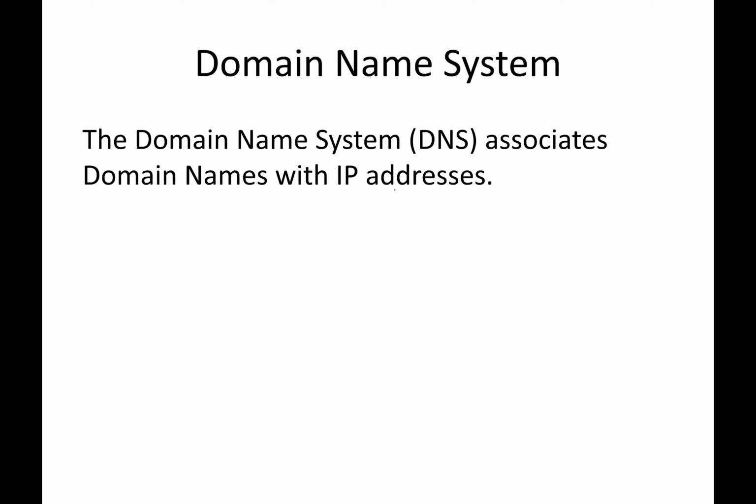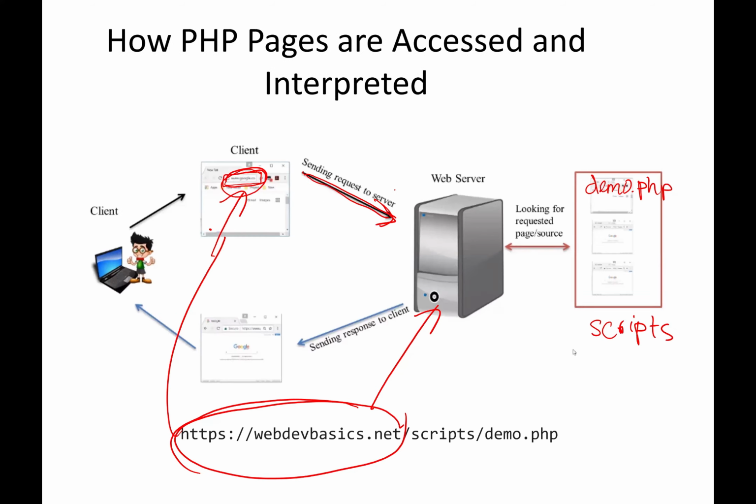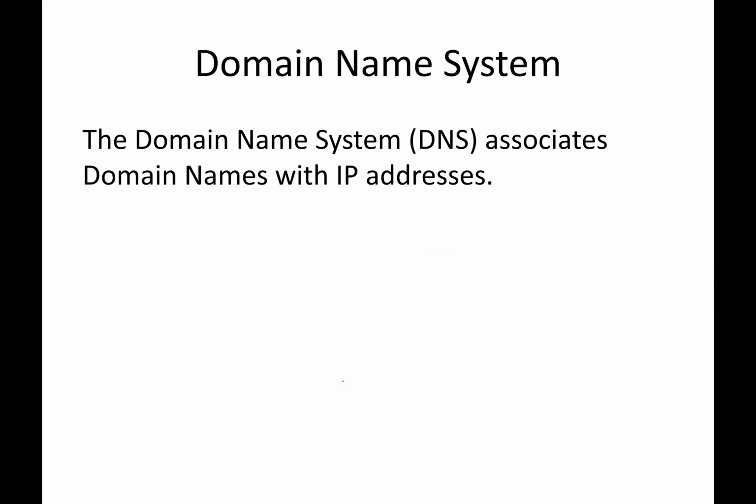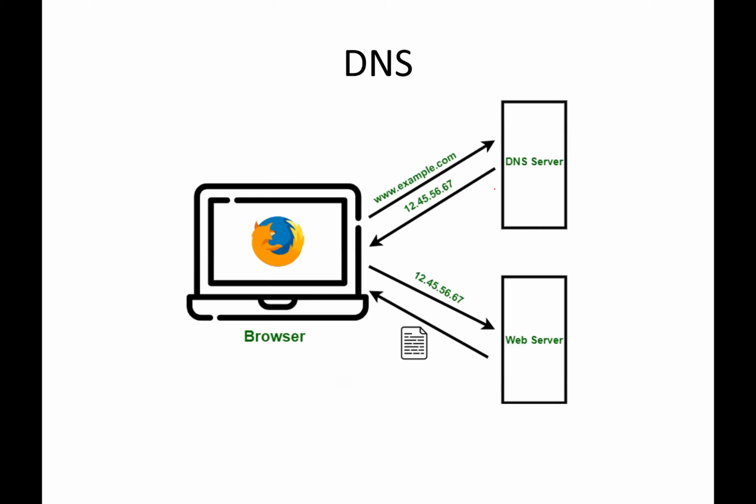Basically the client and the server throughout the network, whether it's a local network or the internet, find each other through IP addresses, not exactly through these text-based addresses. So how do these text-based addresses convert into IP addresses? That is where the domain name system comes into the picture. The domain name system associates the domain names with the IP addresses. So here is one example.